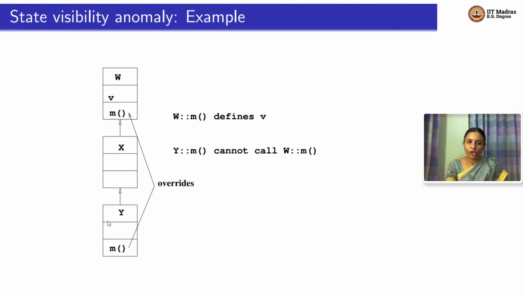So this is the visual depiction of the same thing. There's W, X and Y. W has a variable V and a method M. W's M actually defines V. Y's M cannot call W's M and happen to use V, because the variable V is not visible to the method M in Y. So this is an anomaly related to state visibility.